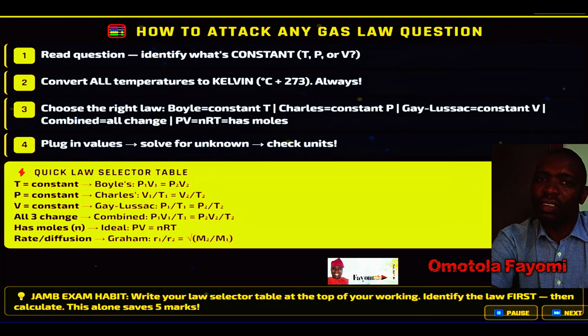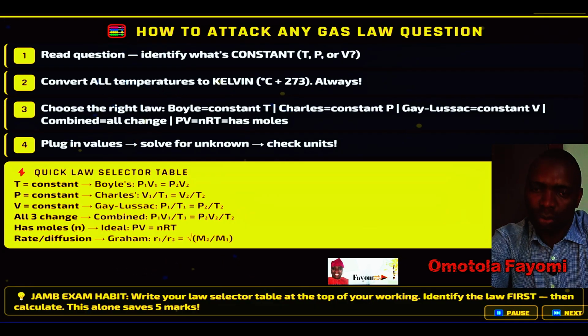Does it ask about rates or diffusion? That's Graham's law. Step 2: convert all temperatures to Kelvin before you write down a single number. This is non-negotiable. Step 3: write out the appropriate formula and identify your knowns and the unknowns. Step 4: substitute and solve, making sure all units are consistent.